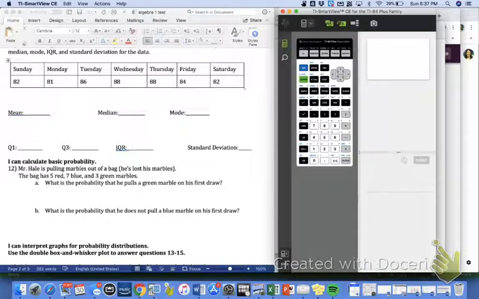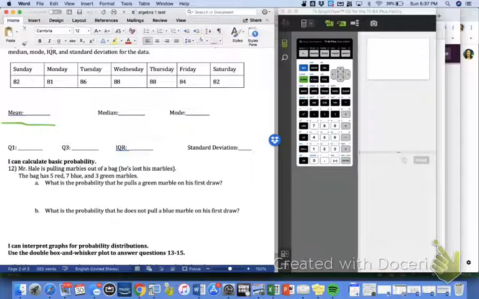Okay, next begins the calculator section of the test, and it's asking me to find the mean of that set of data. Now, if I wanted to do it by hand, I certainly could. I would simply add all the numbers together, and I would divide by 7 because there are 7 numbers in the data set. But I'm going to use my graphing calculator to do it for me.